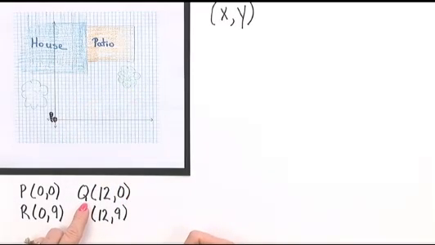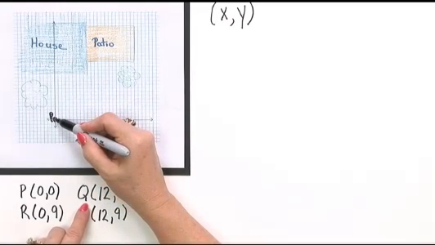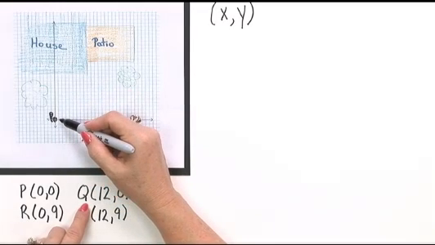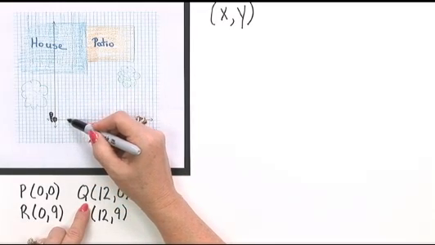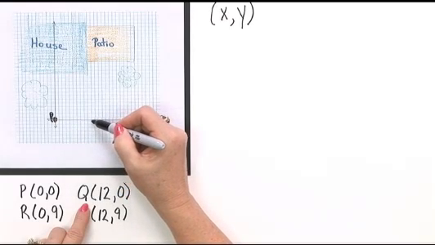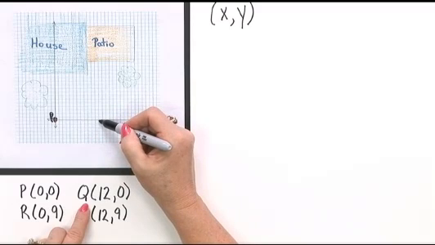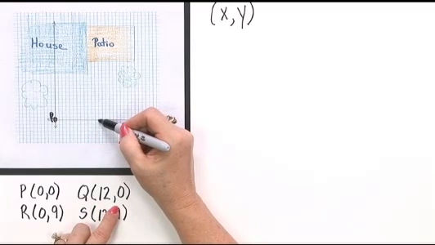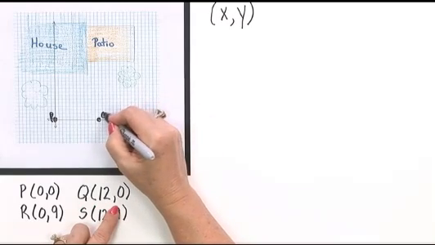Now to plot point Q, the coordinates are 12, 0, so we begin at the origin and count over 12 units to the right. 1, 2, 3, 4, 5, 6, 7, 8, 9, 10, 11, 12. And we move 0 units up. That means that point Q is on the x-axis. Let me just make a big Q right there.